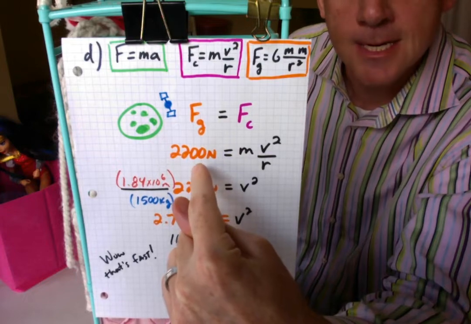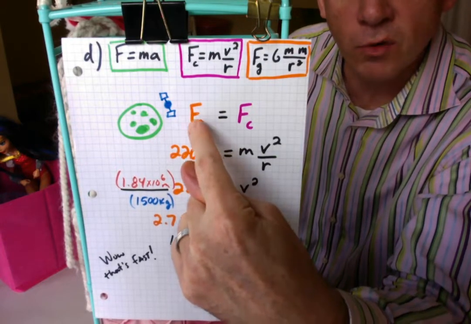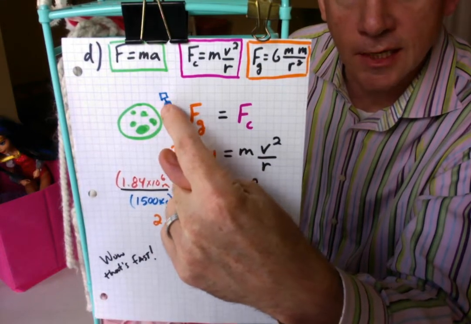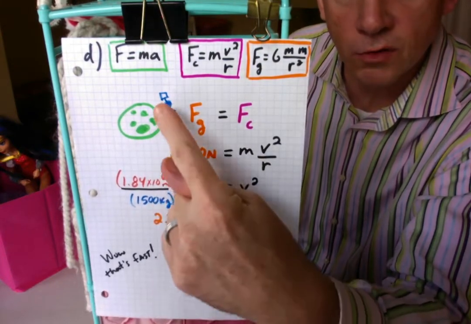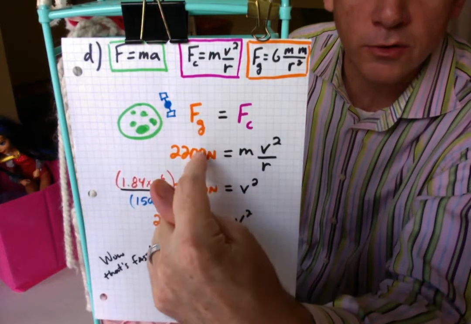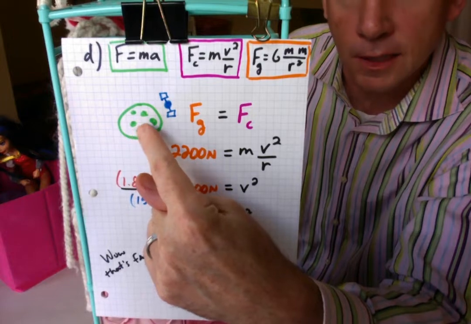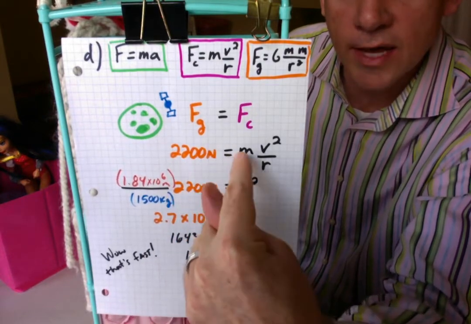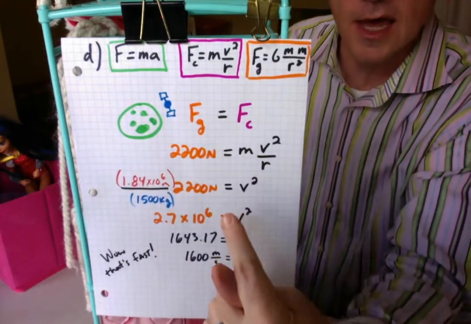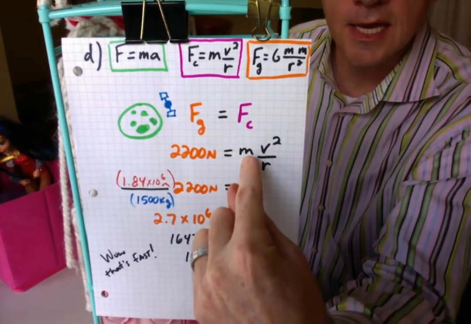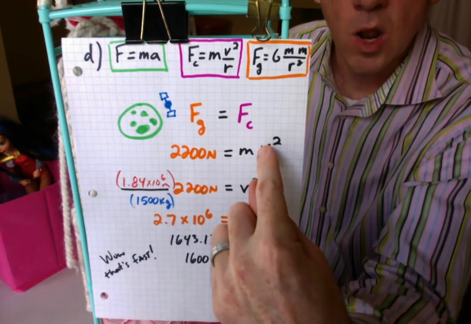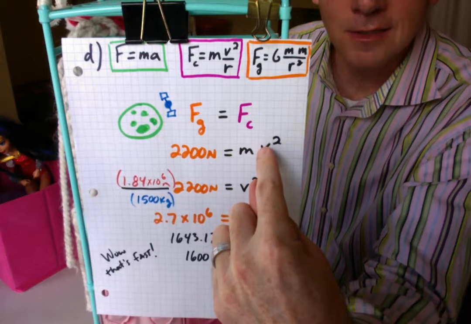Sort of be fun. So what do we know? We know the force of gravity between these two objects. The moon pulls on the satellite with 2,200 newtons of force, actually, and the satellite pulls on the moon with 2,200 newtons of force. Thing is, the moon doesn't really care. Not much of a pull. And we know that's the centripetal force to make this thing go round. Ooh, look at that. We can say, hey, we know the mass. We know the radius. Let's solve for the velocity.